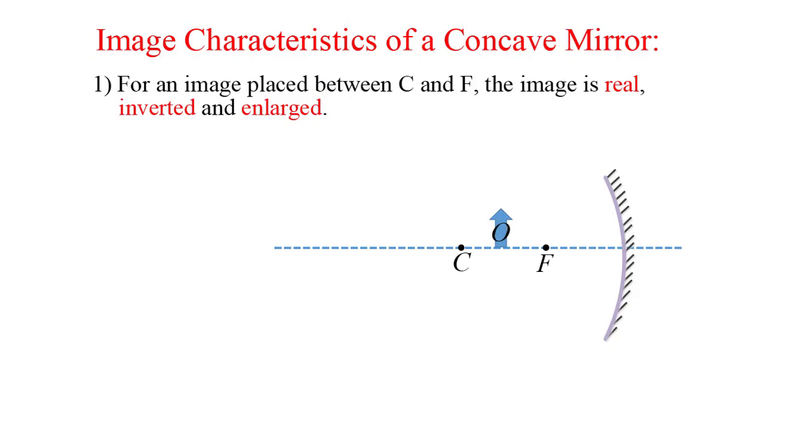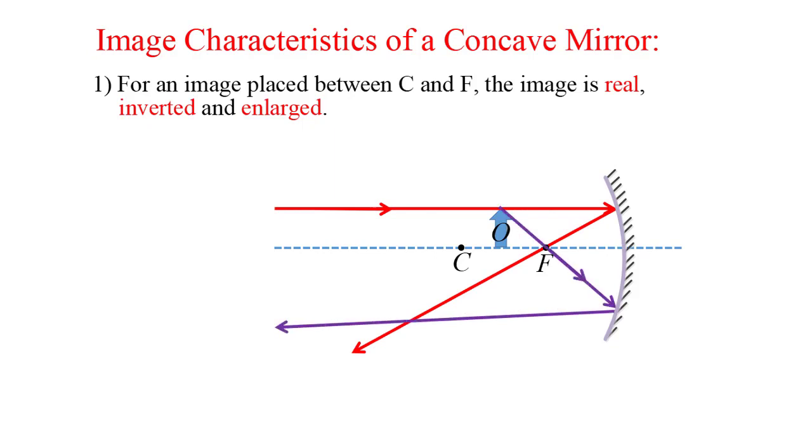If we have an object O here, this ray is coming parallel to the principal axis and it is reflected passing through the focus. And this ray is already coming through the focus and is reflected parallel to the principal axis. So this is where the image is created, and as you can clearly see, the image is real, inverted, and enlarged.